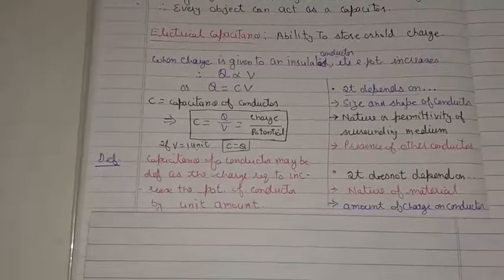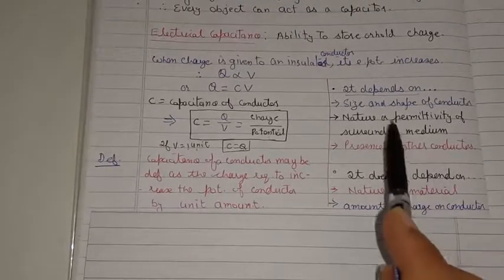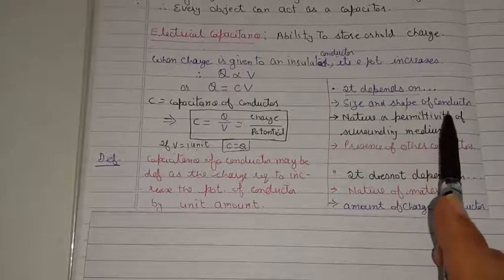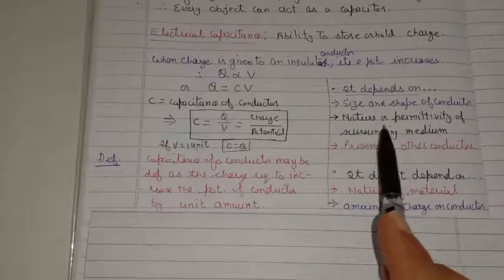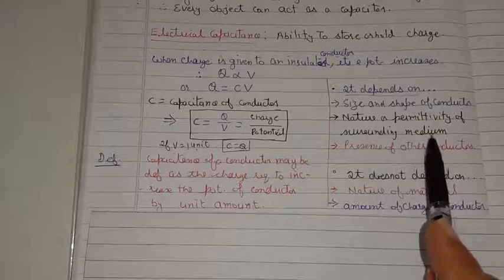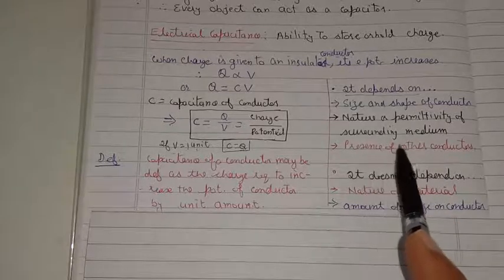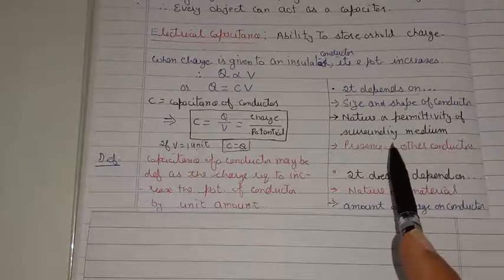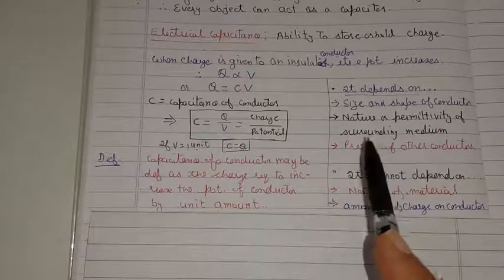Important point. The capacitance of a conductor depends upon three important factors. First, size and shape of the conductor. Second, nature or permittivity of the surrounding medium. Third, presence of other conductors close to the conductor behaving as a capacitor.